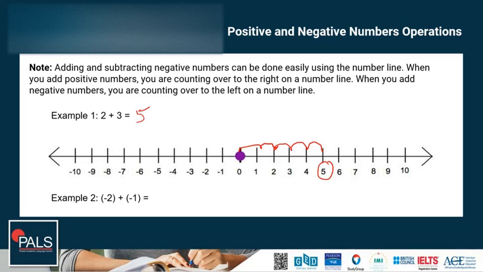Let's add a negative number and another negative number. So let's add negative 2 plus negative 1. Negative 2 is 2 units to the left. Okay, let's mark it. 1, 2, plus negative 1, so another unit, 1 unit to the left. So the answer is negative 3.